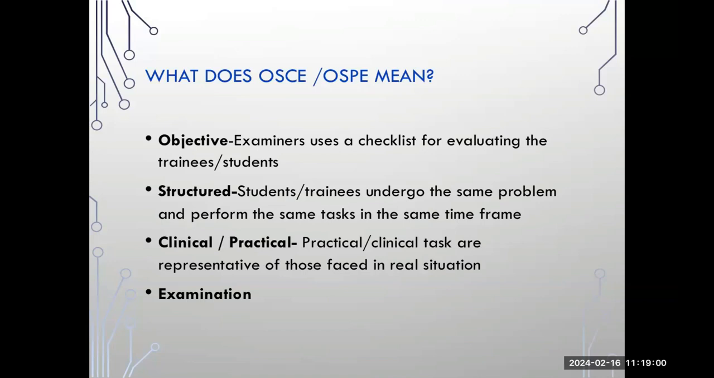This is an abbreviation where O stands for objective, S stands for structured, C stands for clinical, and if we replace C with P, then it becomes OSPE, and P stands for practical, and E obviously is examination, the method of assessment. We call it objective because examiners here are not giving marks as per their own will in a subjective way. They are using a pre-formed validated checklist for evaluating the trainees and the students.